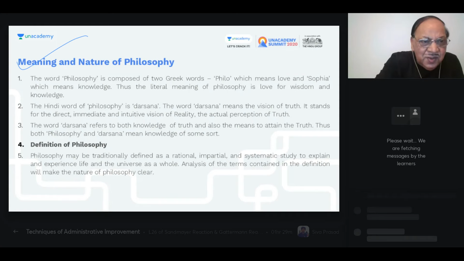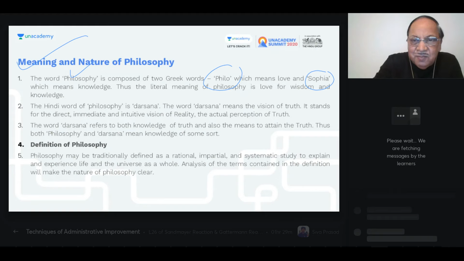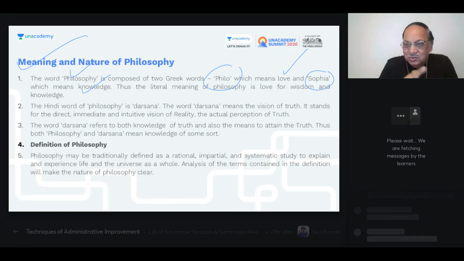The word philosophy is composed of two Greek words, philo plus sophia. Philo means love, and sophia means knowledge and wisdom. So the literal meaning of the word philosophy is love for wisdom, love for knowledge. This is the literal meaning of the term philosophy. Now, the Hindi word for philosophy is darshana.